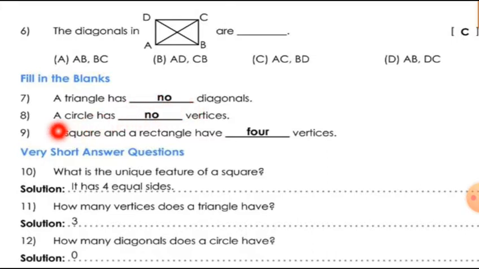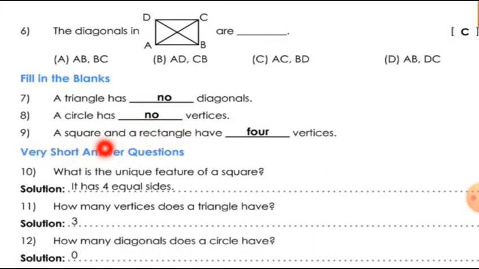Then, a circle has dash vertices. Does a circle have any vertices? No, a circle is also not having any vertices. So, the answer is no. Next question.